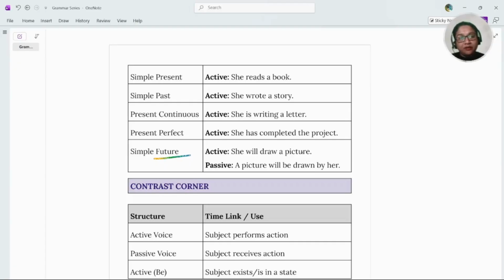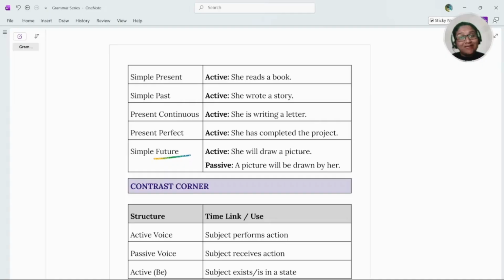So what's happening here? She has not drawn it yet, but she is going to draw it. So active voice sounds like this: She will draw a picture. Okay. Now, when you're looking at passive, why did I bring passive here when I already told you this is all about active voice that I'm speaking today? Just to show you the difference.